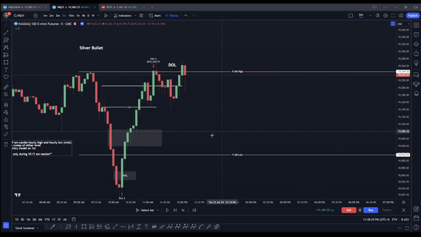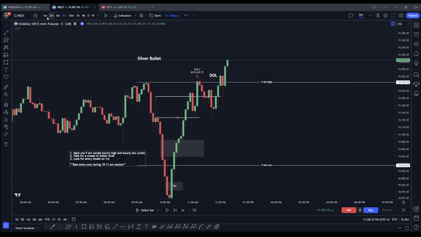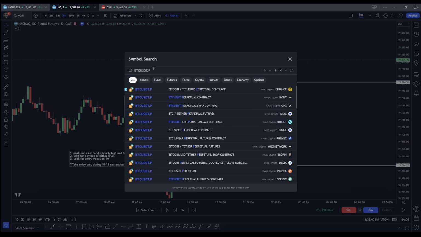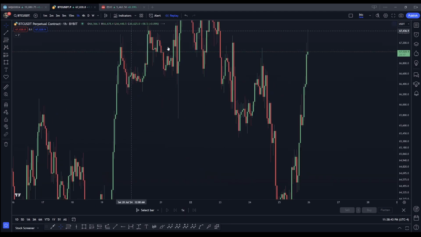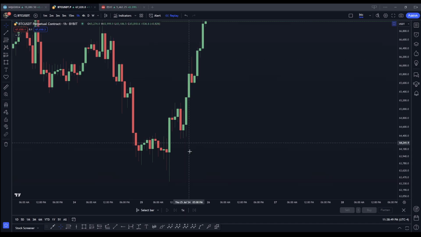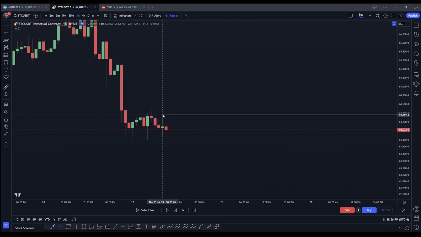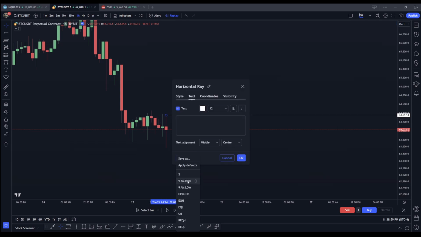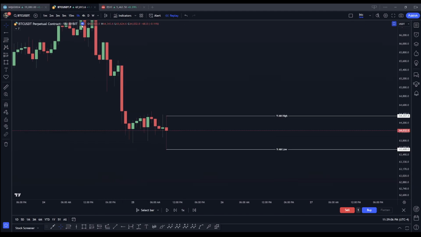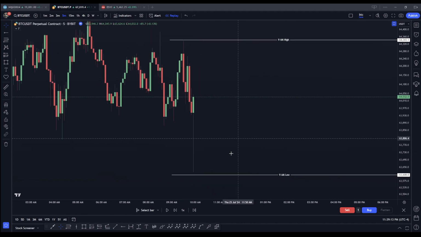All right, now using the same session, let's look at it on Bitcoin. So we're gonna look at Bitcoin here, and it works on many assets. So let's go replay to right here, and this is the 9 a.m. candle. So same steps. That's the high, and this is the low. All right, now let's jump down to a lower time frame. Right there.